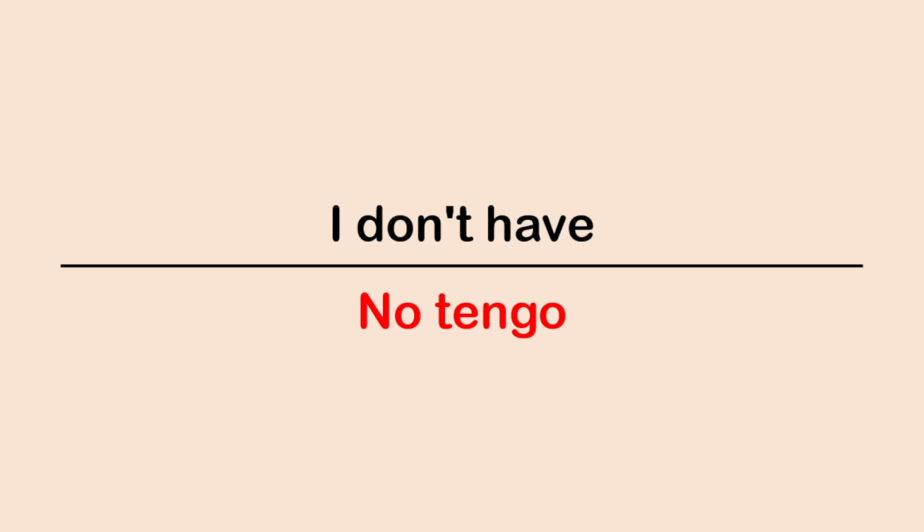The word I in Spanish is yo. So you could say yo no tengo. But if you say no tengo, it implies that you are saying yo no tengo. So yo is not necessary, okay? But you can say yo no tengo, there's no problem. But just no tengo is perfectly good.